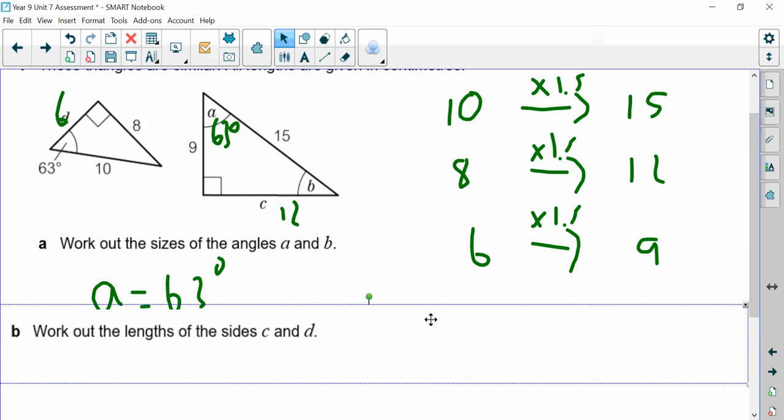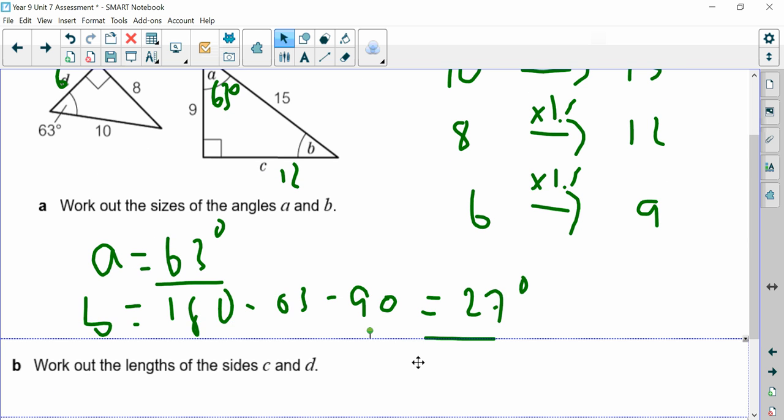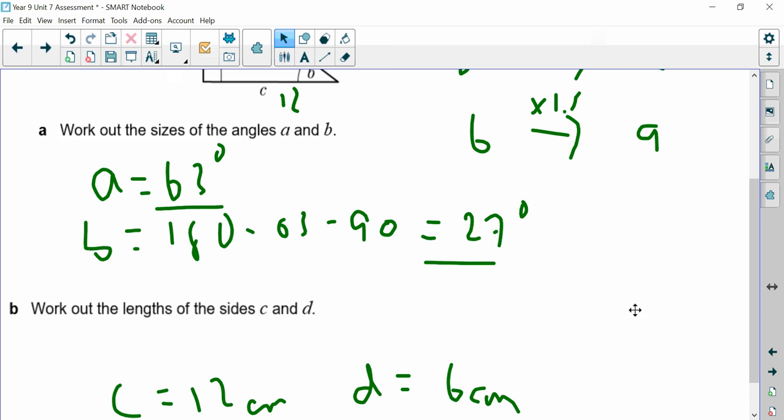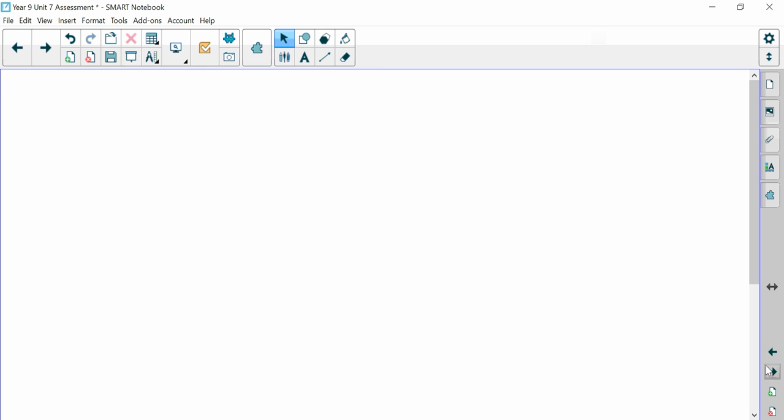We know that C, as we've worked out, is 12. And D is equal to 6. Just making note that they are centimeters and centimeters. Okay? And we did that using the similar properties. Question 5.